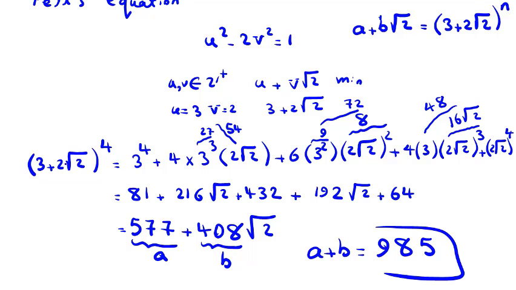If, for example, we check 3 plus 2 root 2 to the power of 3, we will see a plus b will be less than 500. If we check for 5, we will see that the answer is greater than 1000. So the only case that satisfies the condition of the problem is when n equals 4 and a plus b is 985.